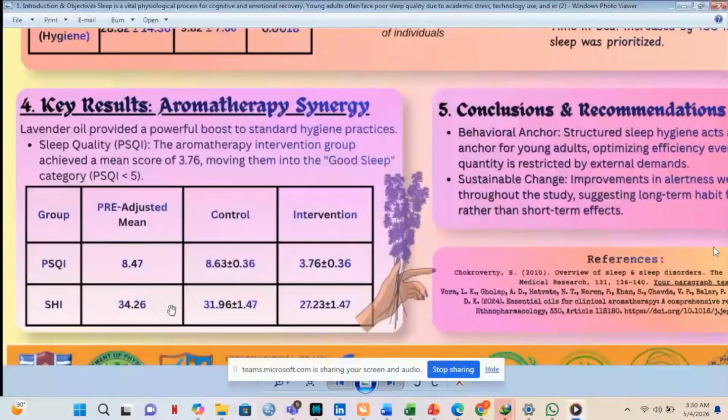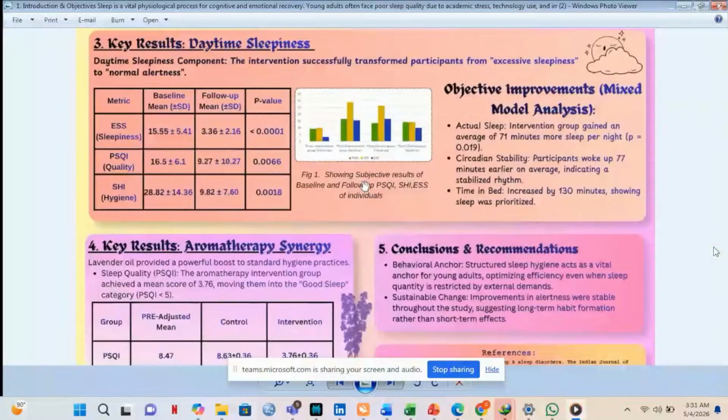Let's move towards the objective data. Objectively, the interventional group gained an extra 71 minutes of actual sleep per night. They were not just staying in bed longer, but they were sleeping more efficiently. We saw a 130-minute increase in time spent in bed, meaning participants began prioritizing their sleep. Most importantly, this suggests that this isn't just a short-term fix, but a sustainable habit for long-term mental and physical health.